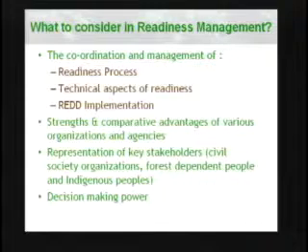The second aspect to consider is the strengths and comparative advantages of the various organizations and agencies that may be involved in dealing with REDD.